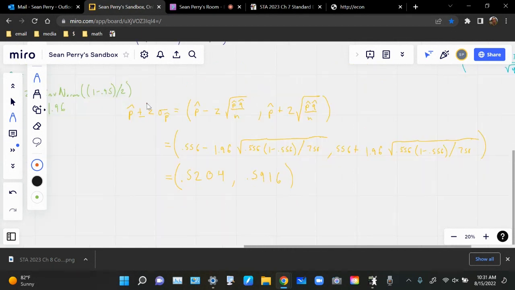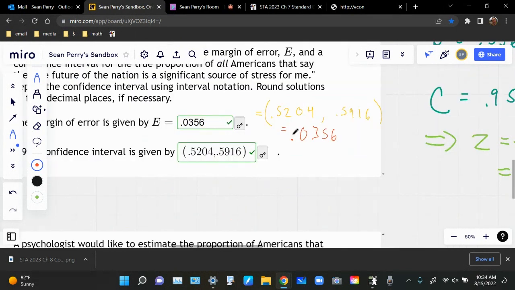So looking back at the problem, I can see I've forgotten to calculate the margin of error individually. That's this term right here. We calculate that as 0.0356. And we check our work.